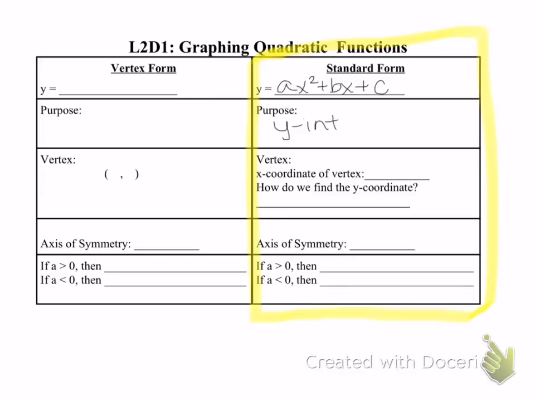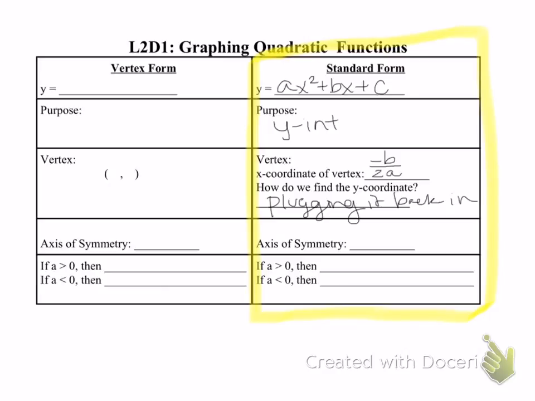Okay, so the way we find our vertex, it is a little more challenging, but it'll just take a little practice from everyone. So the x coordinate is found by plugging in the equation negative b over 2a. And then we find the y coordinate by plugging it back in.